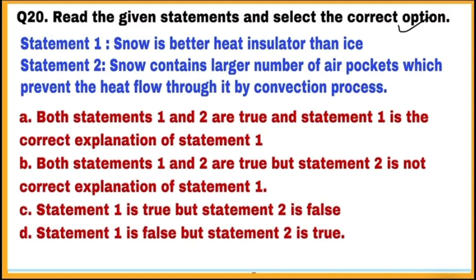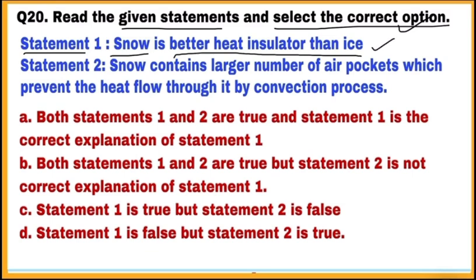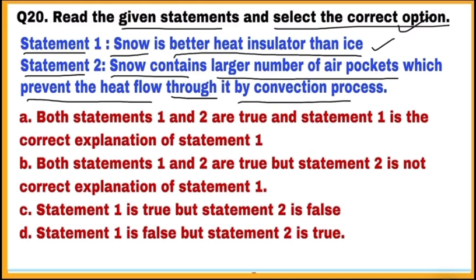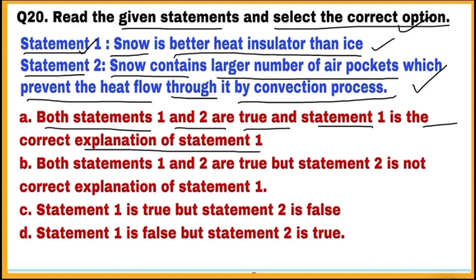Question number 20. Read the given statements and select the correct option. Statement 1. Snow is better heat insulator than ice. This is the correct statement. Statement number 2. Snow contains larger number of air pockets which prevent the heat flow through it by convection process. This is also a correct statement and correct explanation of statement number 1. So here both statements 1 and 2 are true and statement 2 is the correct explanation of statement number 1.